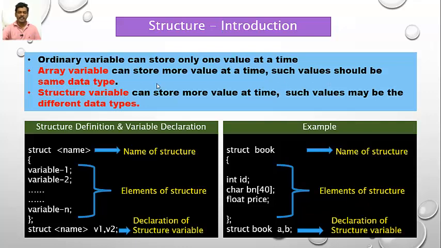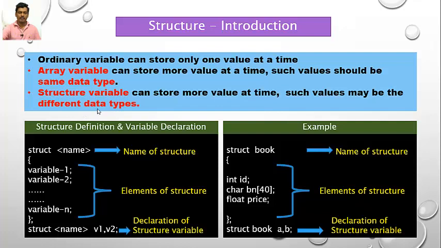If we declare an integer array for 5 locations, like int a[5], it allocates 5 locations, but each location can store an integer value only. In the first location we store an integer, and in the second location we cannot store a float. All locations should store integer values. A structure variable can store more values at a time like an array, but such values may be different data types.